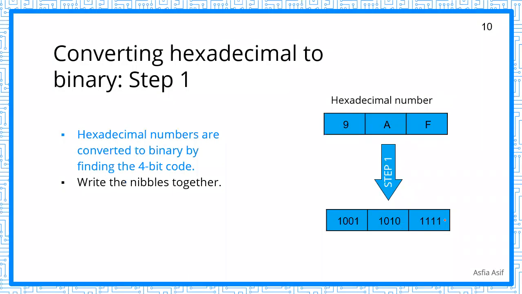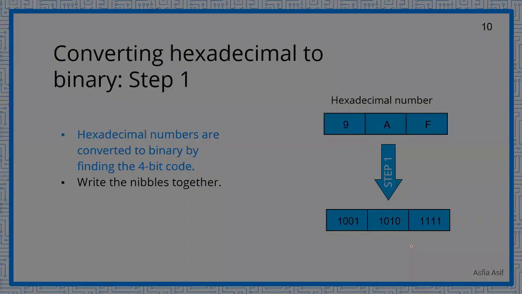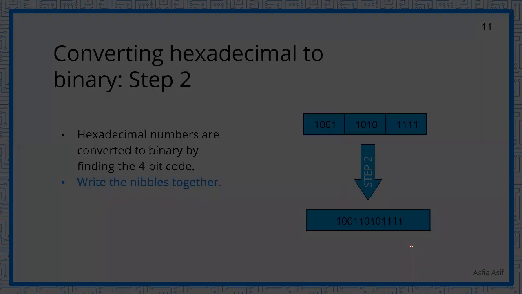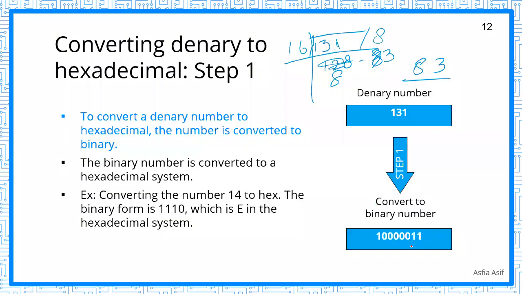Okay, converting hexadecimal to binary. Again, equivalents you have to write in the binary first, and you combine the groups: 0 1 0 0 1 1 0 1 0 1 1 1 1. Okay.